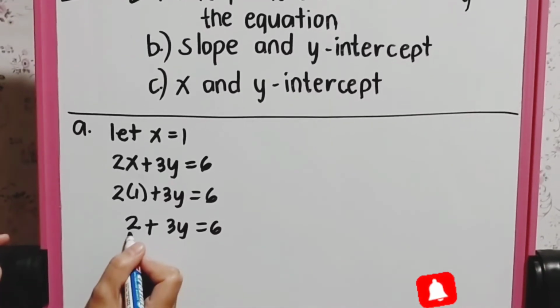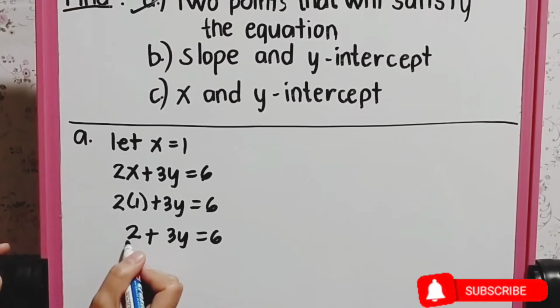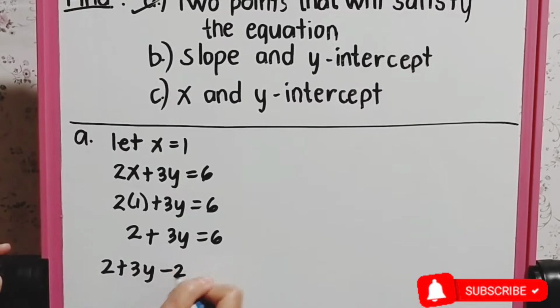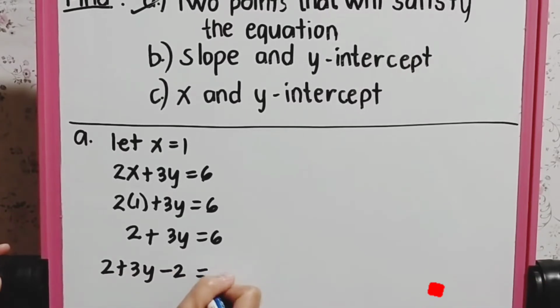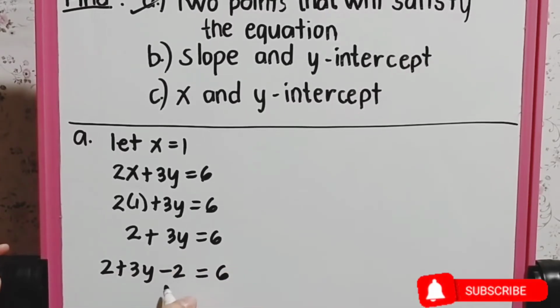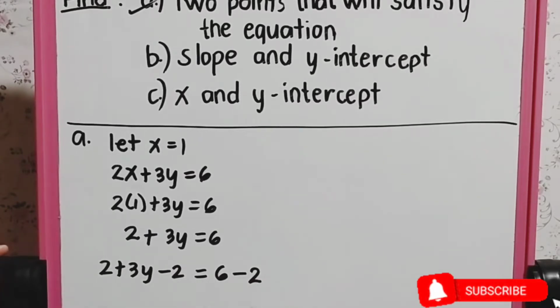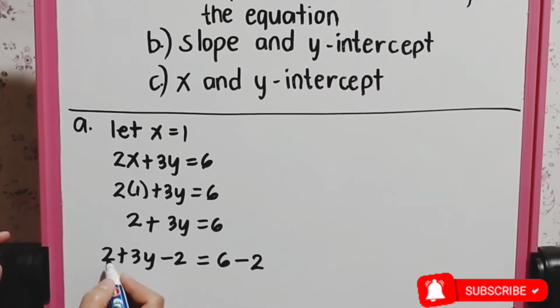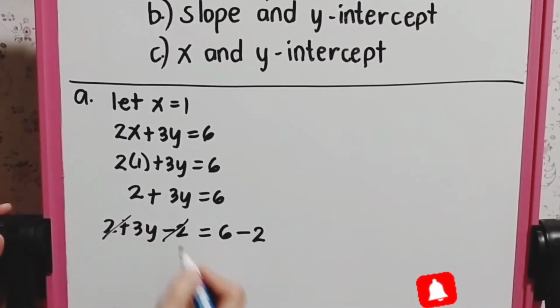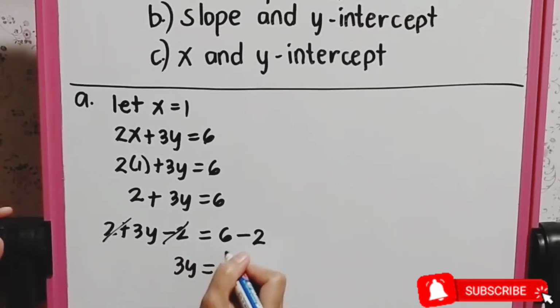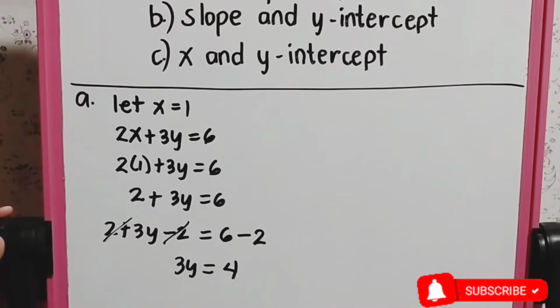So, we have 2 here. Para mawala yung 2, kailangan mag-add tayo ng negative 2. Para yung 2 saka negative 2 magiging 0. So, that's addition property of equality. But since nag-add tayo ng negative 2 sa kaliwa, mag-add ka rin ng negative 2 sa kanan. Remember, kung anong ginawa sa kaliwa, gagawin sa kanan. So, from here, 2 and negative 2, wala na siya, 0 na. Kaya sa kaliwa, we have 3y. And on the right, 4.